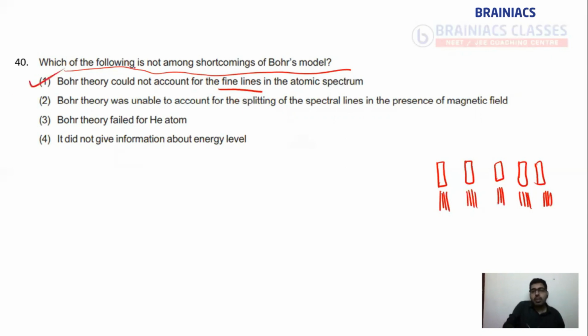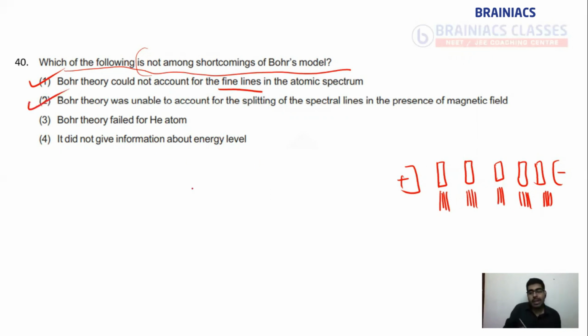Here they asked which of the following is not a limitation of the Bohr model. Bohr theory was unable to account for the splitting of spectra in the presence of a magnetic field. When we place the spectral lines in a magnetic field, each line splits into small lines. This is known as the Zeeman effect. The Bohr model could not explain the Zeeman effect and the Stark effect. Stark effect means if these lines are observed in an electric field, each line splits to form small lines. So this one is also correct.